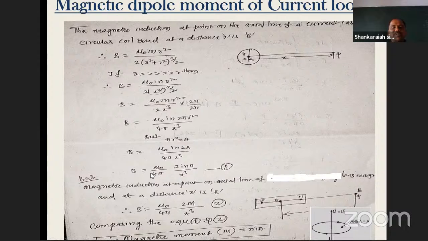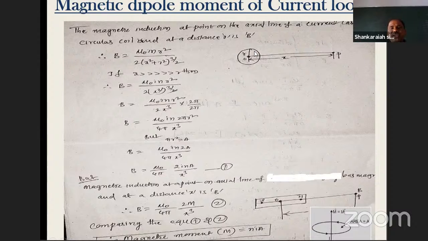Then write here magnetic induction B is equal to mu naught by 4 pi, 2 I n A divided by x cube, where n equal to 1. Here B is equal to mu naught by 4 pi, 2 I A divided by x cube. Similar concepts are here.